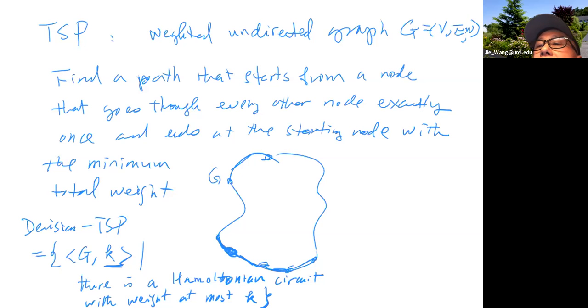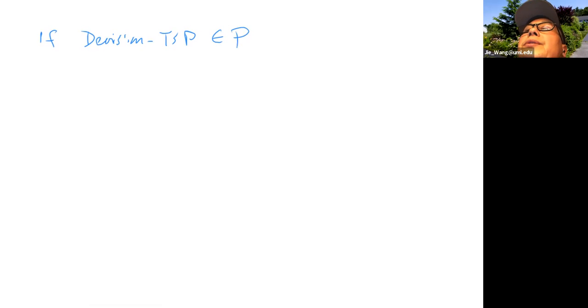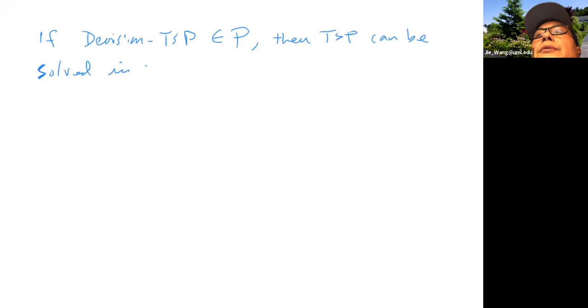So once we have this, if decision TSP is in P, is solvable in polynomial time, then TSP can be solved in polynomial time. And the reason is you can simply do a binary search on K, right? So you do a binary search.